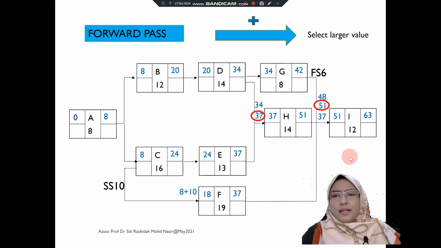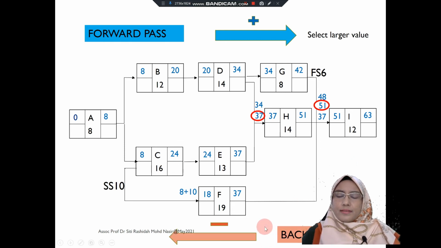Backward pass, similar to the critical path method, starts from the right side of the diagram to the left side of the diagram, and you need to minus the duration. So let's start with 63 days. 63 minus 12 is 51. So you can put 51 here. 51 minus 14 is 37.